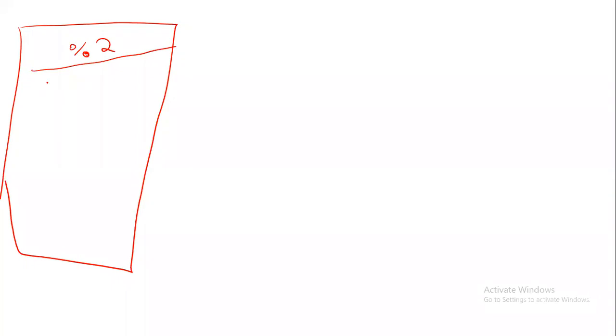So first let's check 5 modulus 2. What is the answer here? 5 modulus 2? 2 2s are 4, 1 is remaining, so 1 is the answer. So, 3 modulus 2, what's the answer? 1 is the answer. 7 modulus 2, 2 3s are 6, 1 more is remaining, so 1 is the answer.